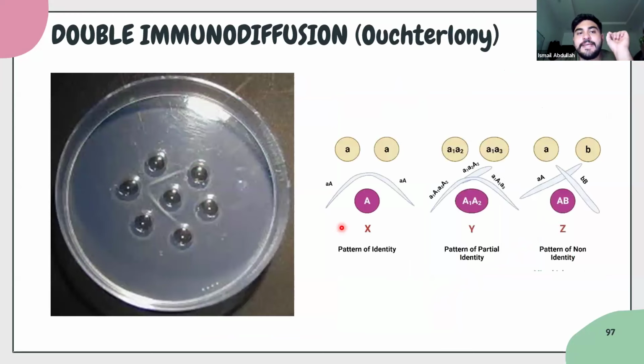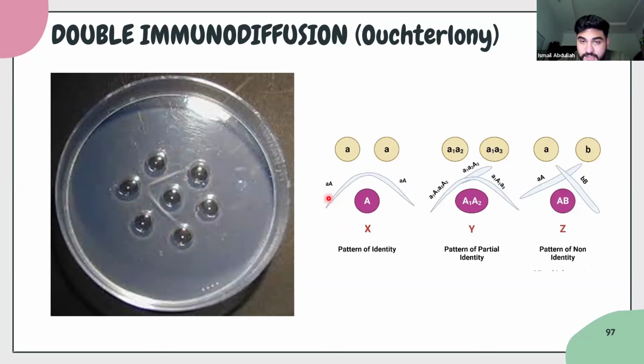Double immunodiffusion is where it gets a bit tricky. It's called Ouchterlony, however they spell it. So why is it double? Let me explain. We have these well cuts of, I believe, antibodies, and there are antigens as well within the agar. What happens if the antigens and antibodies meet up and form their complexes? It's going to form this precipitate right here.